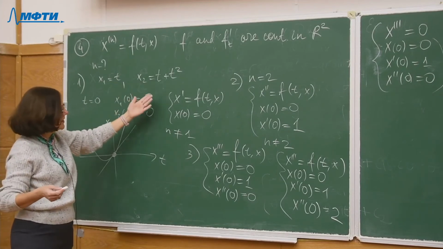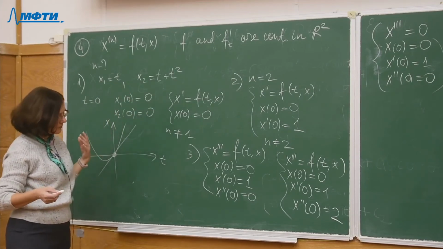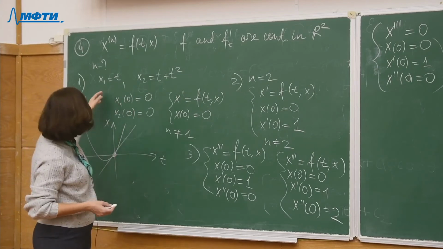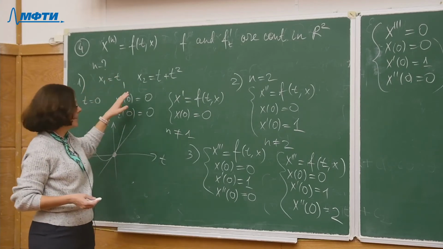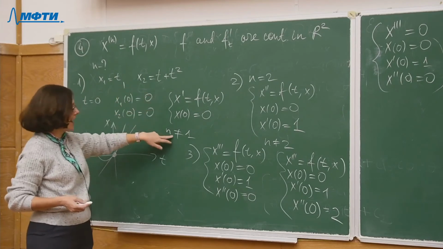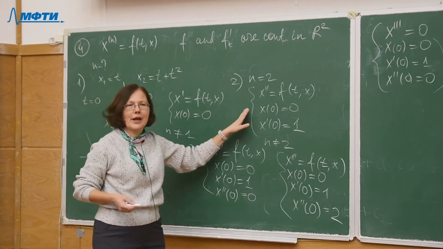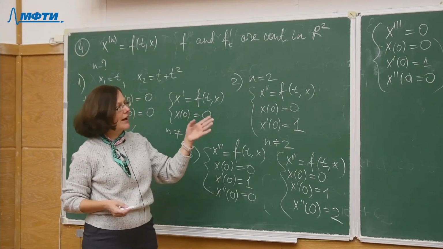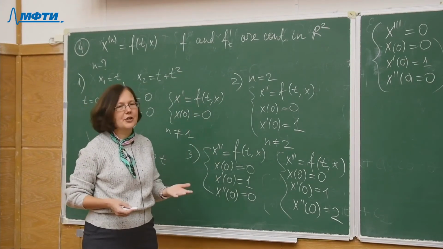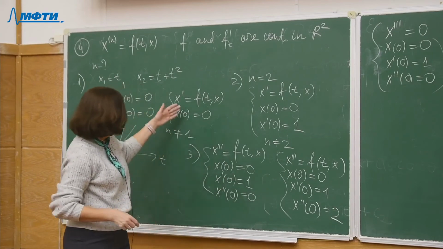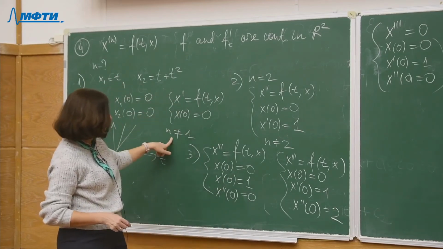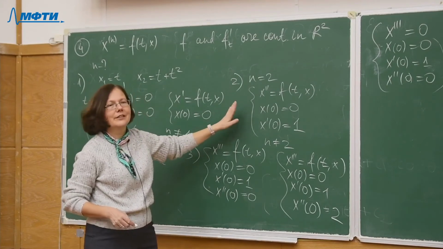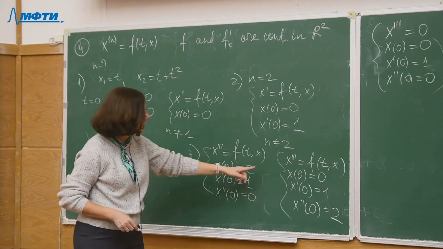The answer is n should be 3. So it is not possible for n equals 1. It is not possible for n equals 2, and it is possible for n equals 3 and for any larger n, right? So this proves that it is not possible for n equals 1. This is proof that it is not possible for n equals 2, right?